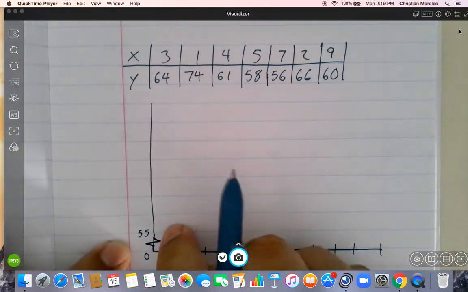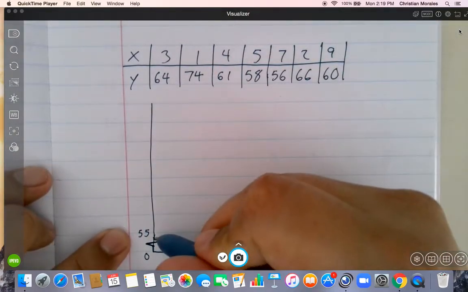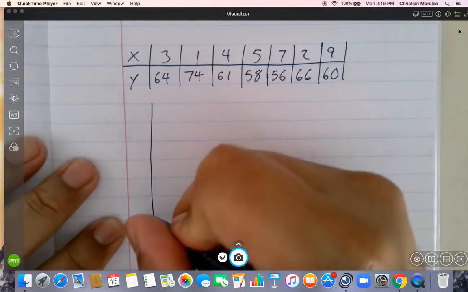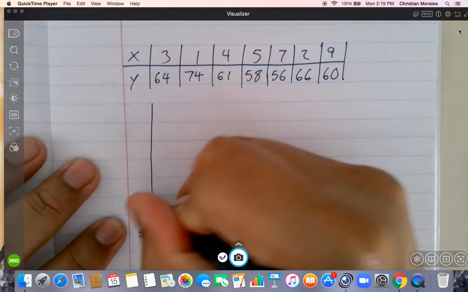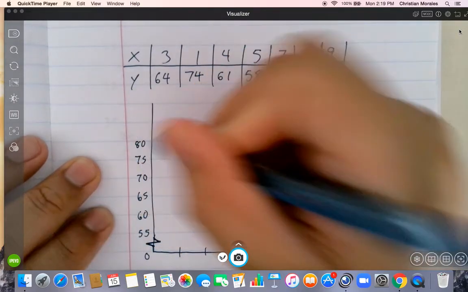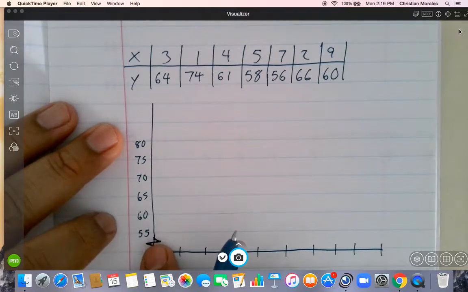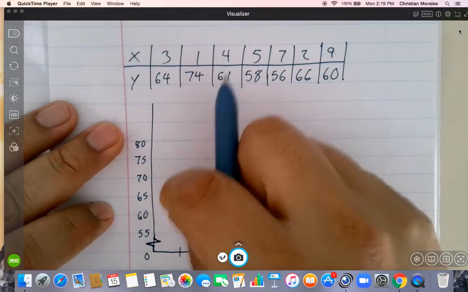Now, that doesn't mean I'm going to count 55 every single time. No, I'm just saying that for the first jump, it's going to be the biggest jump. After that, I'll keep it the same: 60, 65, 70, 75, 80. So I'm only showing that for the first jump from 0 to 55. The rest of these intervals, I keep the same.